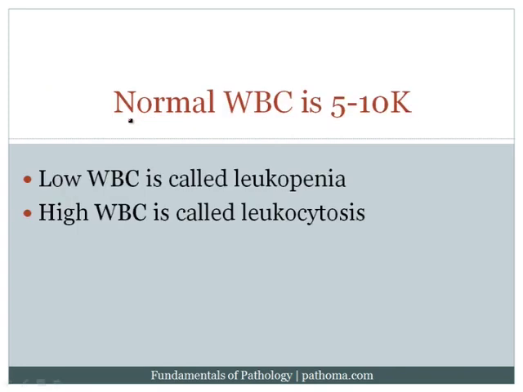The normal white blood cell count is about 5 to 10,000. If the white blood cell count is less than 5,000, we call that leukopenia. And if the white blood cell count is above 10,000, we call that leukocytosis. Now, what I'd like to establish here is that when a patient has a leukopenia, or when they have a leukocytosis, the leukopenia or leukocytosis is usually predominantly due to one cell type.